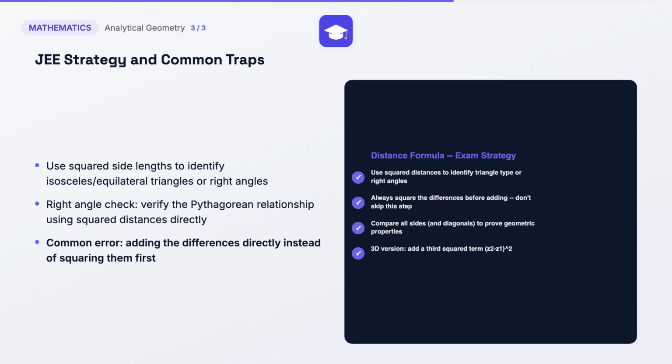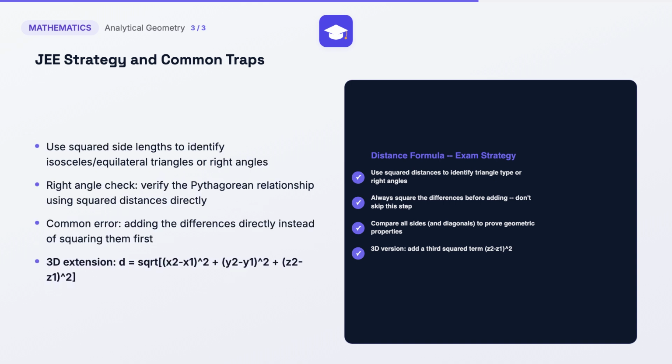A very common careless error is adding the differences directly instead of their squares. Also remember that this exact same distance formula extends naturally into 3 dimensions, by simply adding a third squared term, z2 minus z1, all squared under the same square root. This specific extension is used constantly throughout 3-dimensional coordinate geometry.